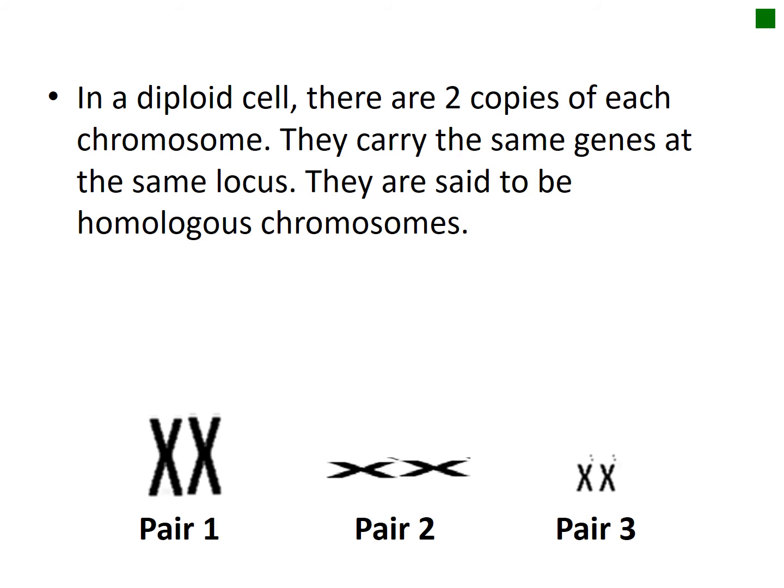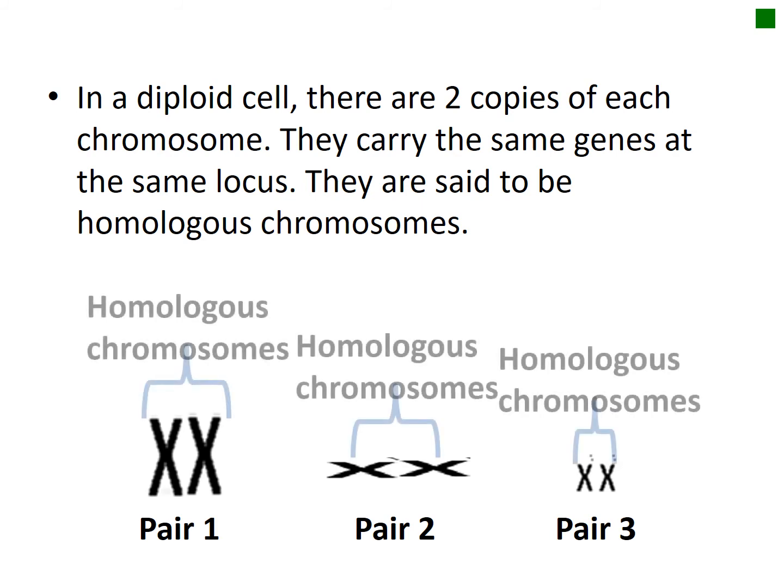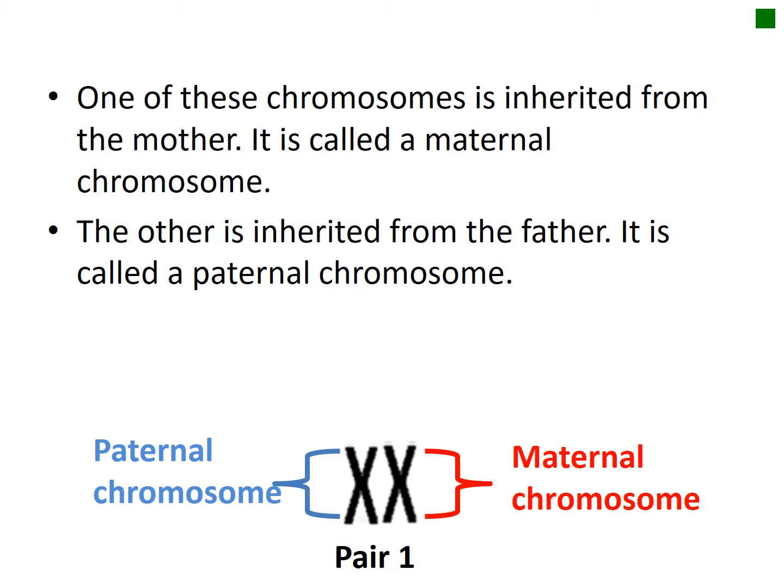In diploid cells, there are 2 copies of each chromosome. They carry the same genes at the same locus, meaning at the same position. They are said to be homologous chromosomes. One of these chromosomes is inherited from the mother and is called maternal, while the other is inherited from the father and is called paternal.